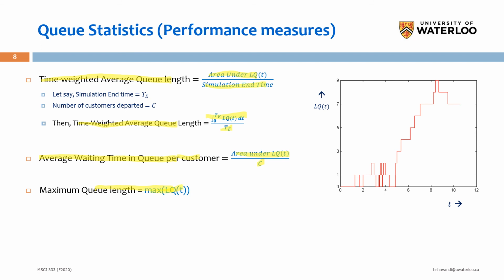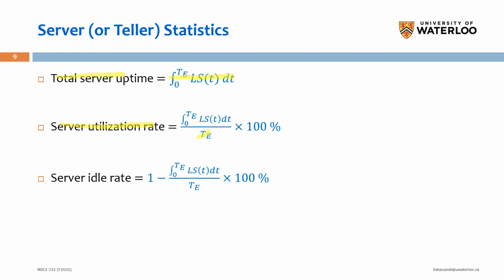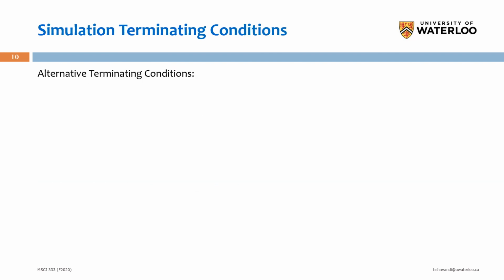For the server, we can easily obtain the total server uptime, and the server utilization rate by dividing total server uptime by TE, the total time of simulation. One minus the server utilization will be the server idle rate. For the simulation terminating conditions, let's see what the alternatives are.